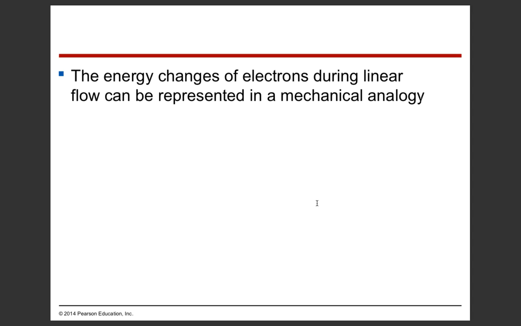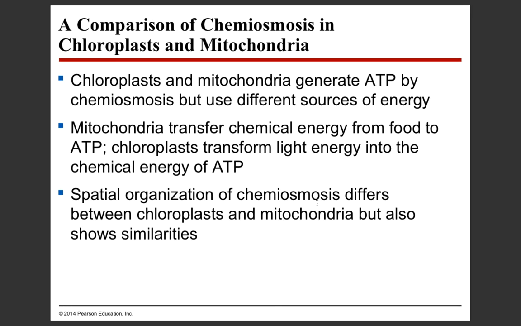The energy changes of electrons during the linear flow can be represented in a mechanical analogy. I took that picture out. You just need to know that these excited electrons are consistently passed from one acceptor to the next until they reach the end of the electron transport chain, back into their ground state. That's it. We're slowly decreasing in energy as it's, quote, falling along the whole way.